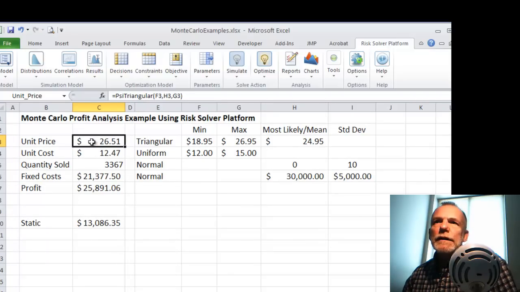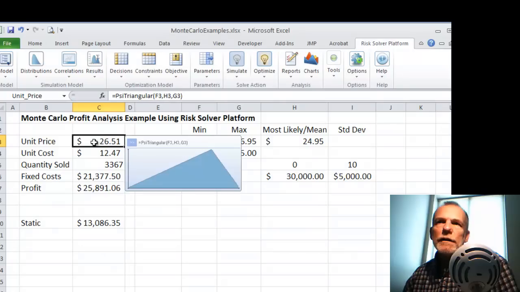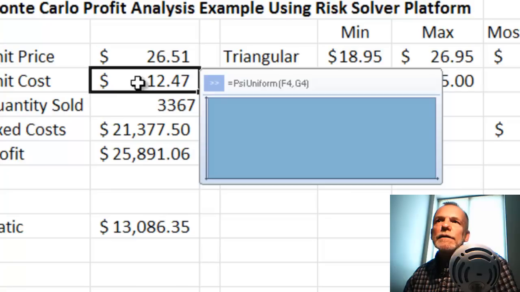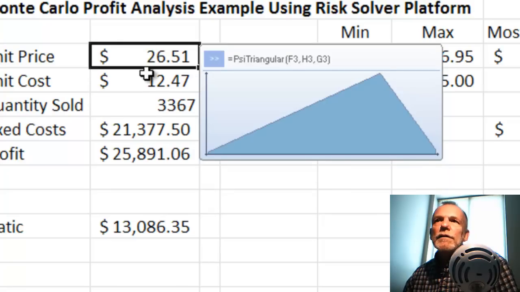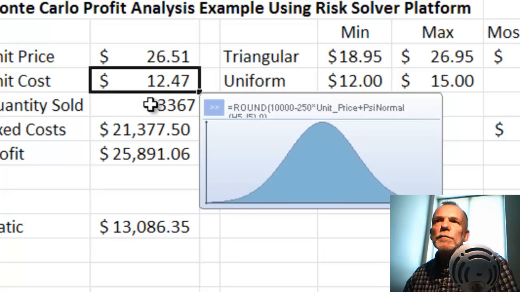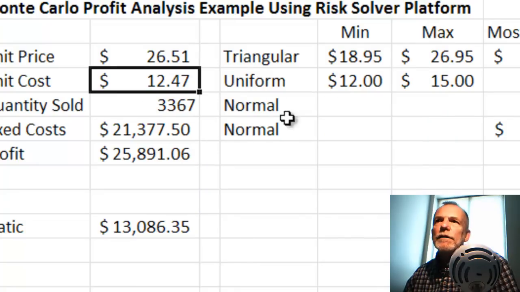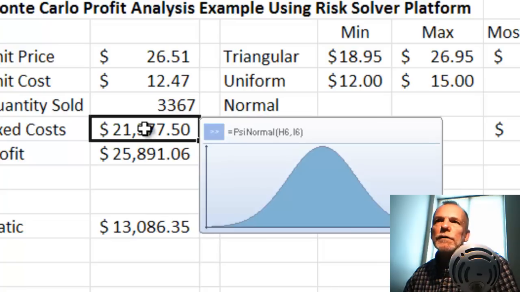Now let's represent these uncertain variables with their probability distributions. So I've added those already in another sheet. Notice that they're following this PSI distribution. In this case, it's a PSI triangular, a PSI uniform, this is the PSI normal, and again, PSI normal here.